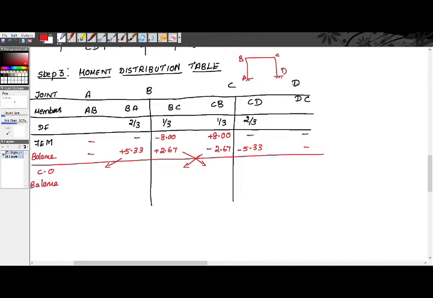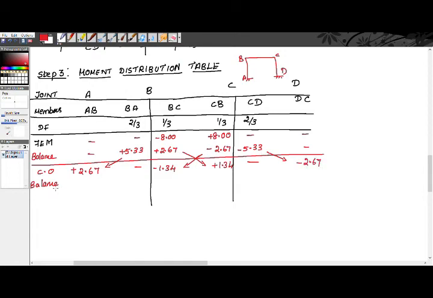Now D is fixed support. So from D it is not carrying. From C, half of C will be carried to D. So what we get is, for carryover, we get 5.33 divided by 2, we get plus 2.67. Now, minus 2.67 divided by 2, we get minus 1.34. Plus 2.67 divided by 2, we get plus 1.34. You do not carry. Then minus 5.33 divided by 2, we get minus 2.67.